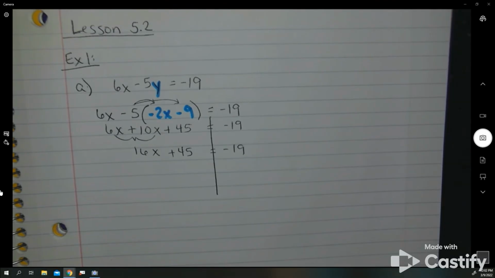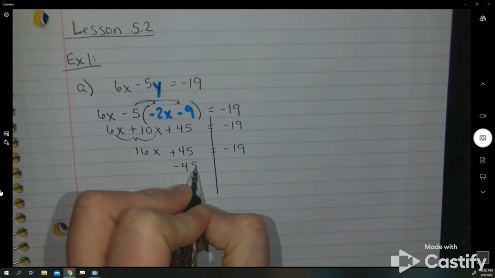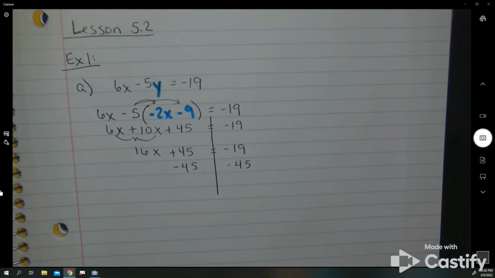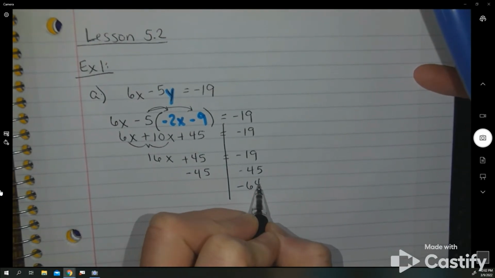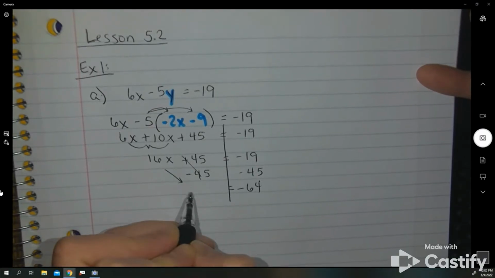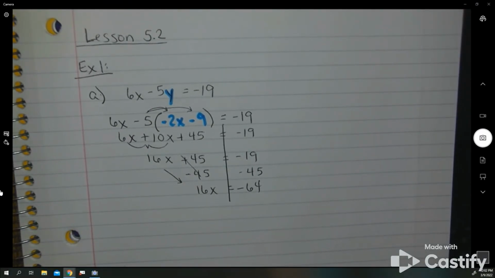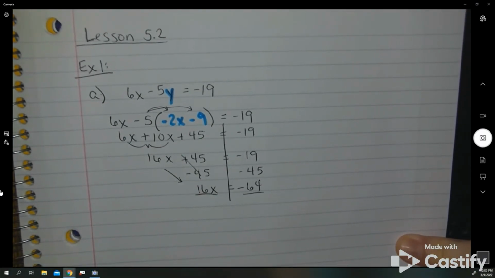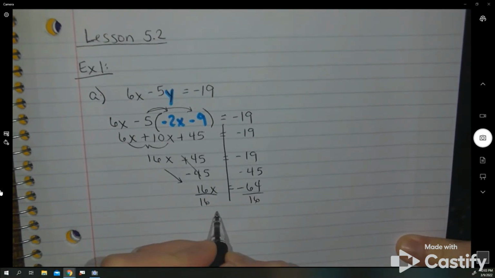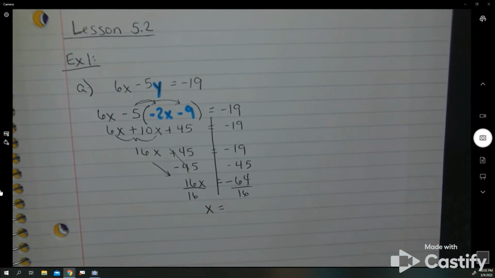Then I'm going to subtract 45 from both sides. So we know that we have negative 19 minus 45 is going to give us negative 64. Those cancel. We have 16x that we're bringing down. Our last step is to divide both sides by 16. And we find that x equals negative 4.